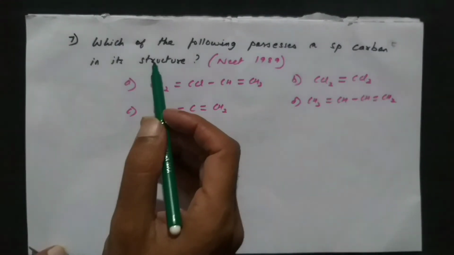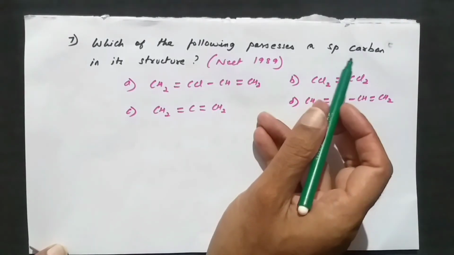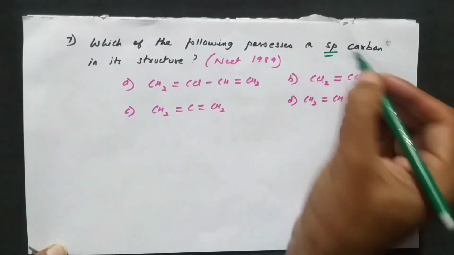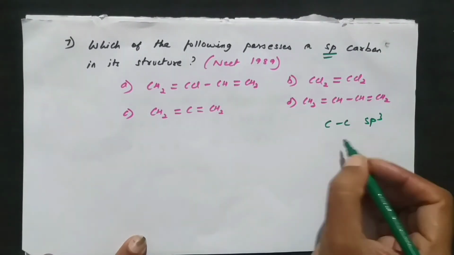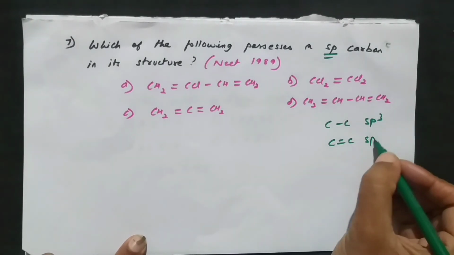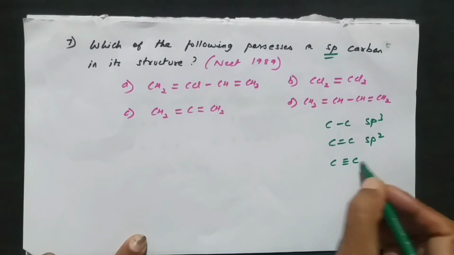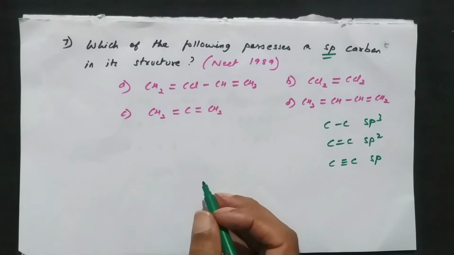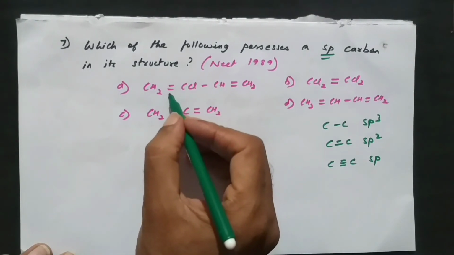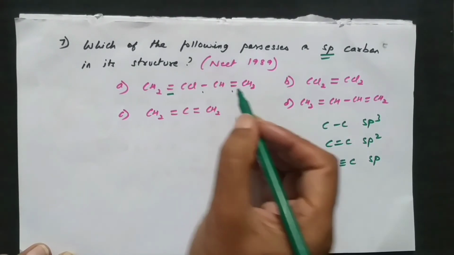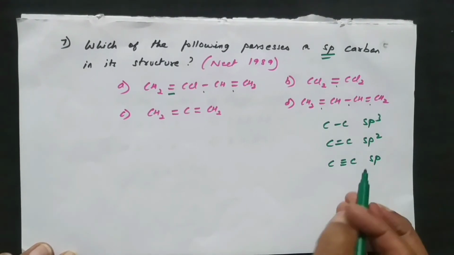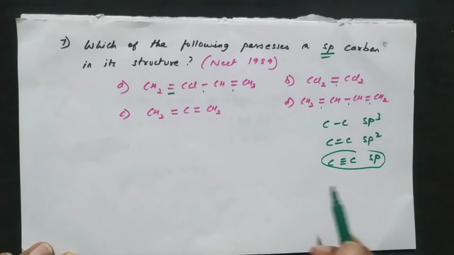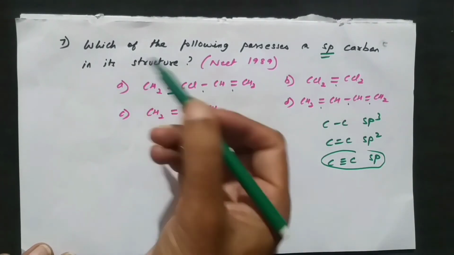In this question: which of the following possesses sp carbon in its structure? Normally I told you carbon-carbon single bond will be sp³, carbon-carbon double bond will be sp², and carbon-carbon triple bond will be sp. But when I take the structure, here it's a double bond, single bond, double bond. Here also double bond, single bond, double bond. So we are not finding any carbon-carbon triple bond there.